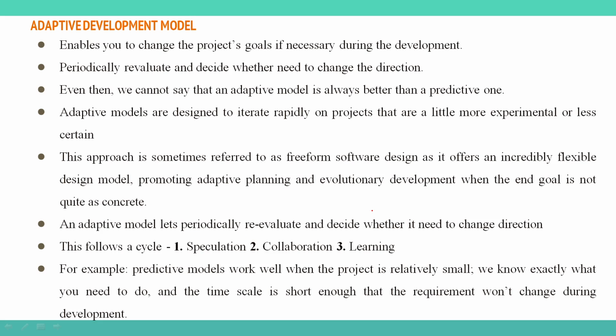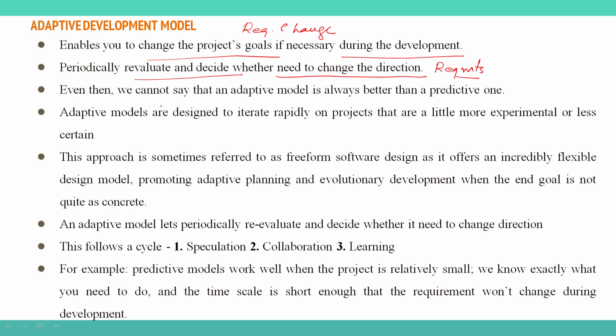Then next is an adaptive model. Adaptive model means it enables us to change the product's goal if necessary during the development. That is, a change of goals; we can call it a change of requirement, or requirement change. In our project, if a requirement change comes, we have to incorporate it. We periodically reevaluate and decide whether we need to change the direction. Direction means whether any requirement change comes or not. We have to check periodically whether requirement changes have come, and be able to make the needed changes.